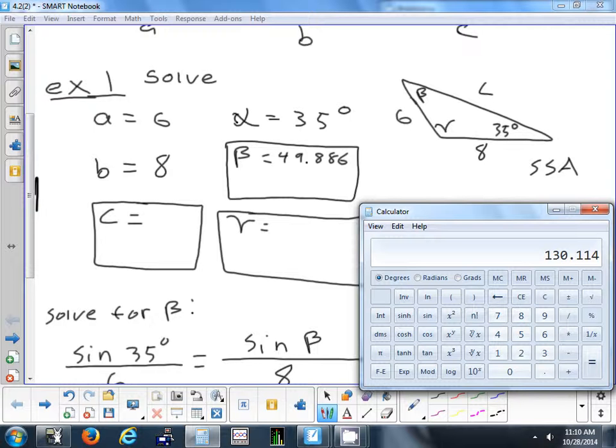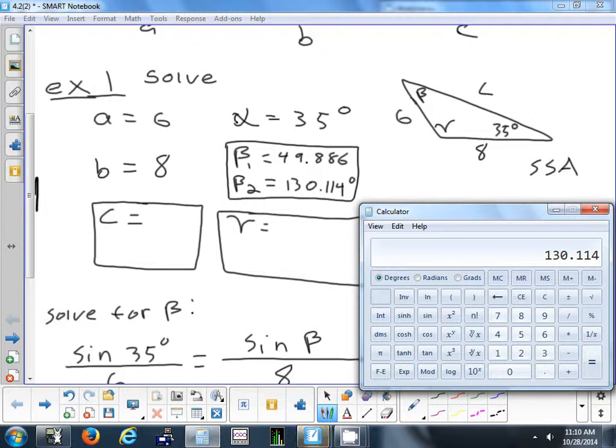Any question on what we just went through right there? How we found the second answer, or how we figured out that it does work? All right, so we're really going to solve two problems, but we're going to use the same table to organize our data. So I'm going to call the first beta, beta 1, and the second one beta 2. The second answer was found by doing 180 minus 49.886, and it was that.